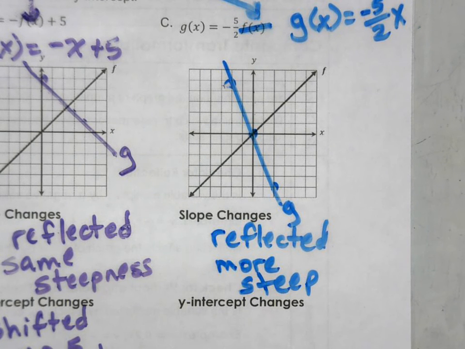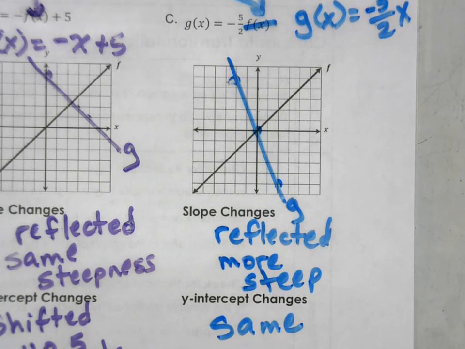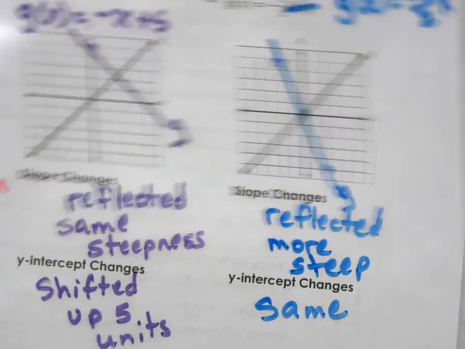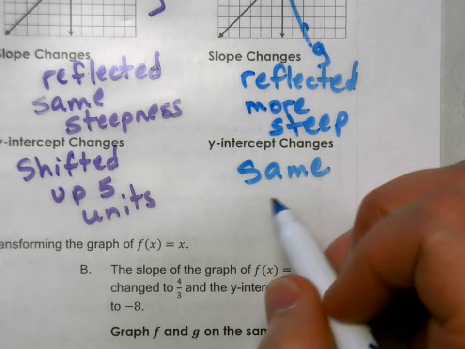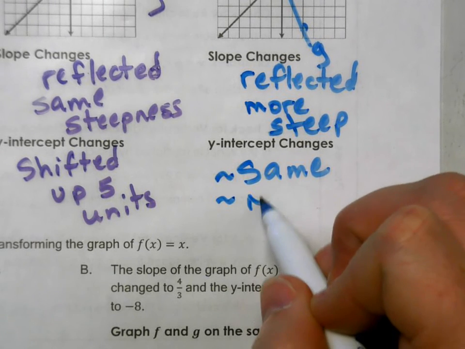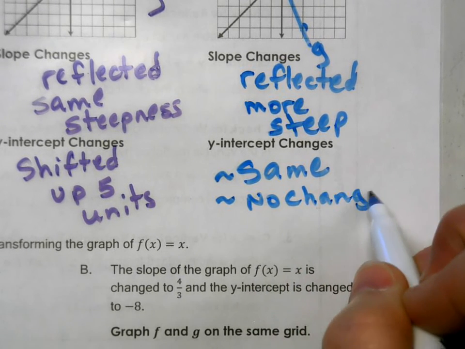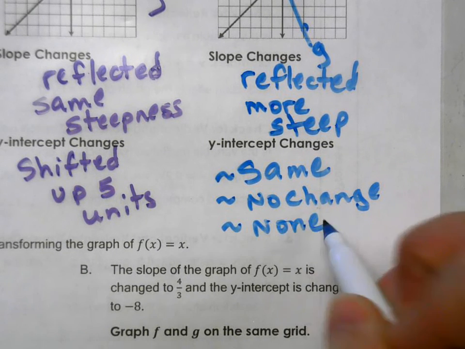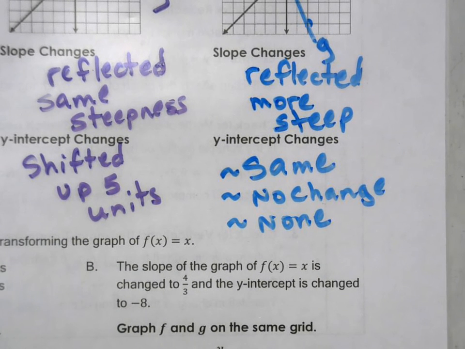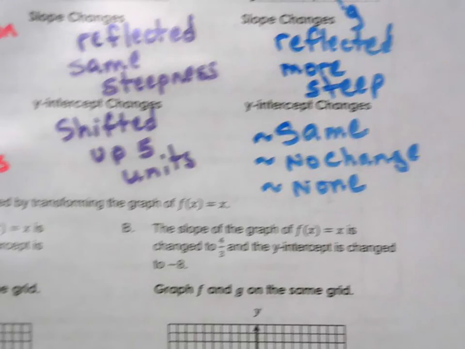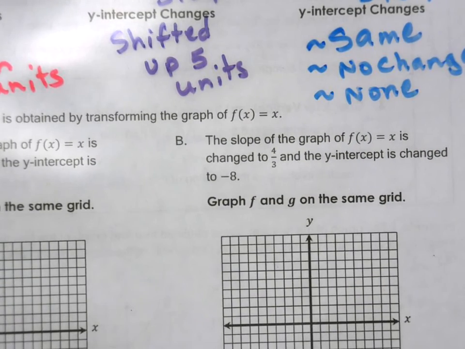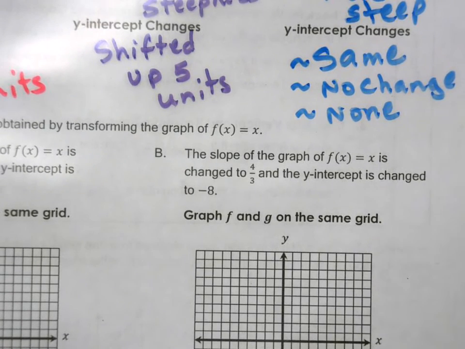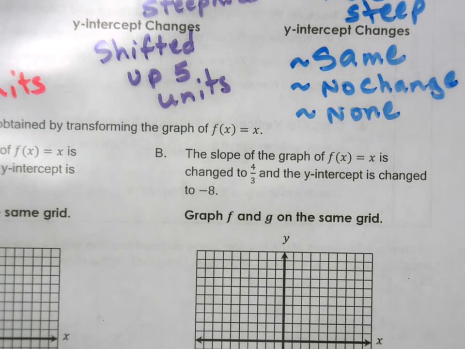Was there any change in the y-intercept? No. So you can say that it was the same, no changes, or none. Any of those words are appropriate. You do not have to write all of those, but you can on your notes just to signify that all of those are talking about the same thing.